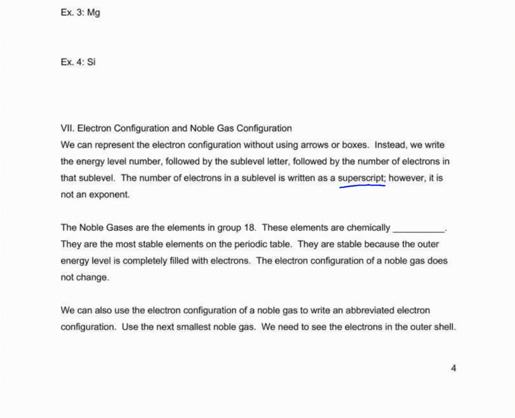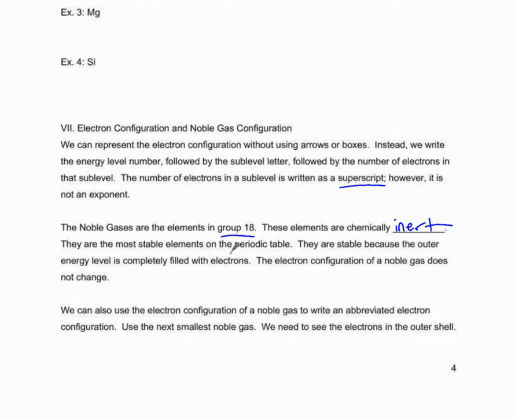The noble gases are elements in group 18, the far right column on the periodic table. These elements are chemically inert. It means they don't react with anything. There are very few reactions where noble gases participate. Usually they're off by themselves, doing their own thing and ignoring every other element.